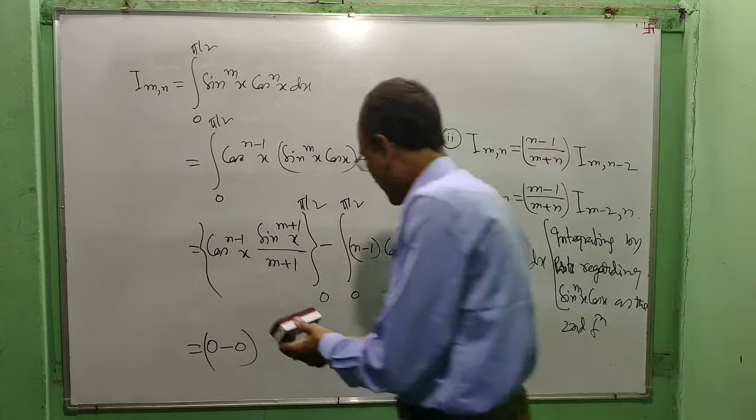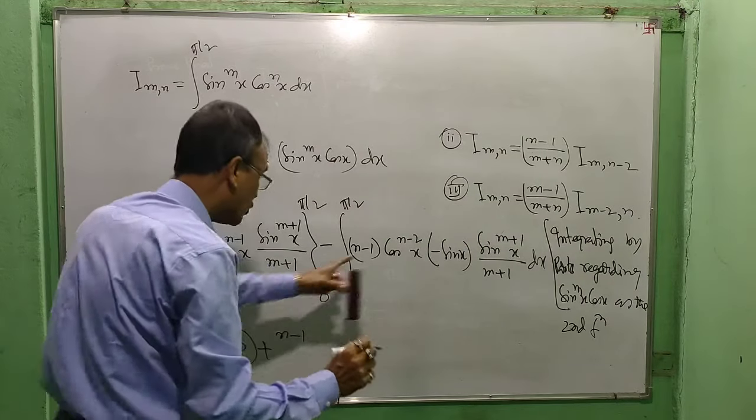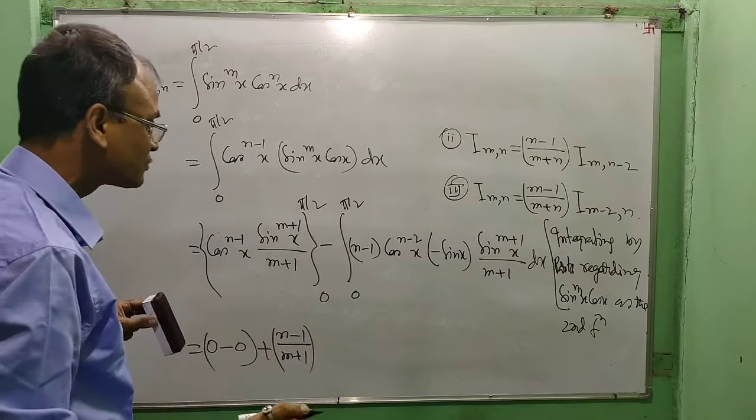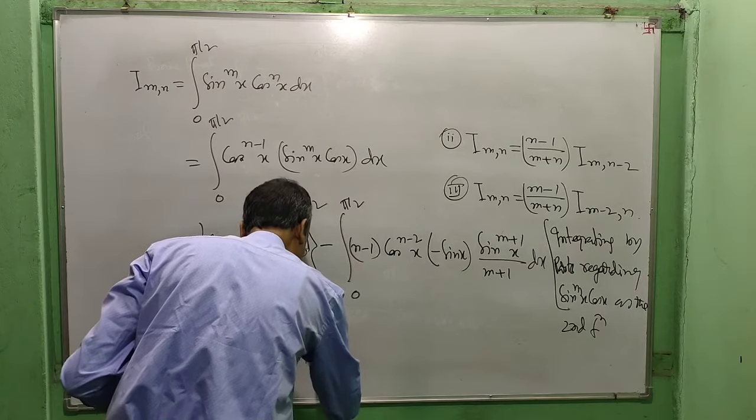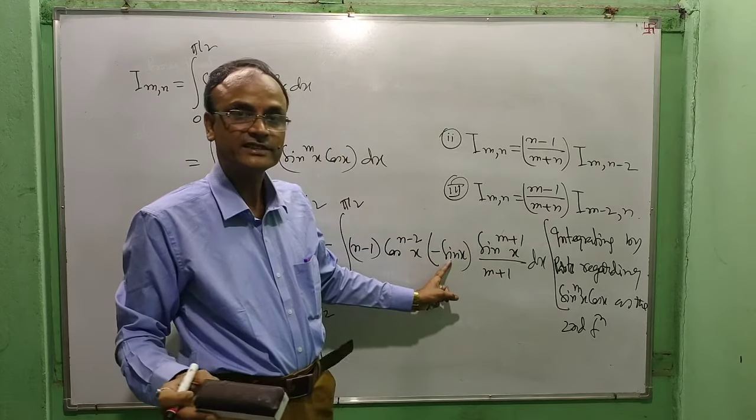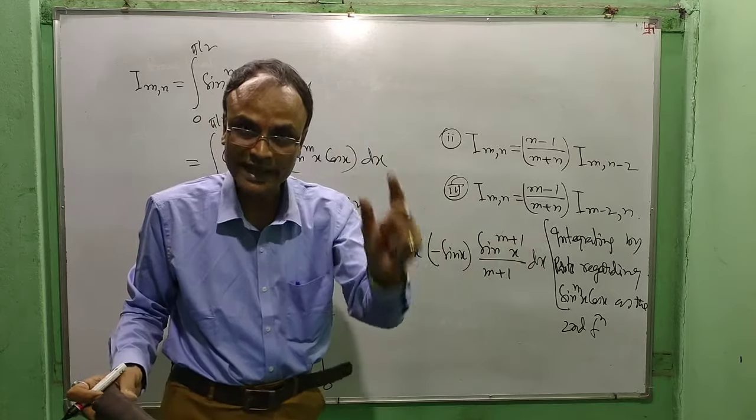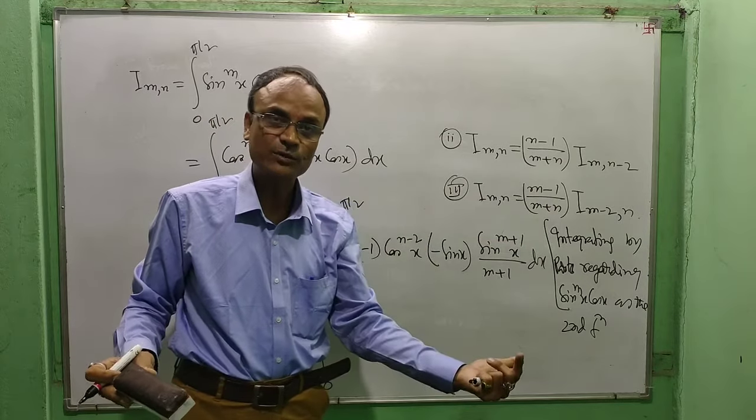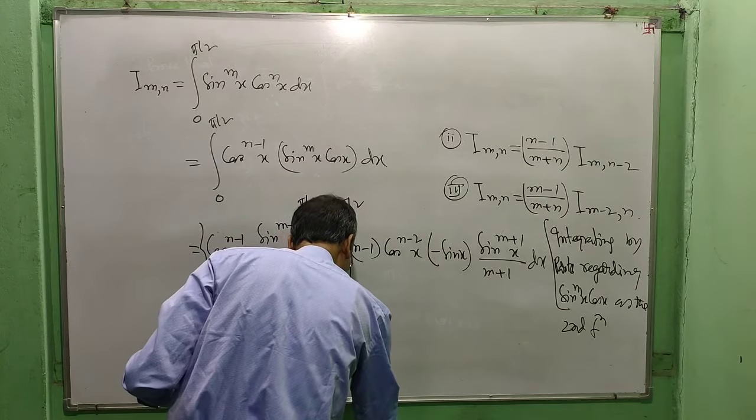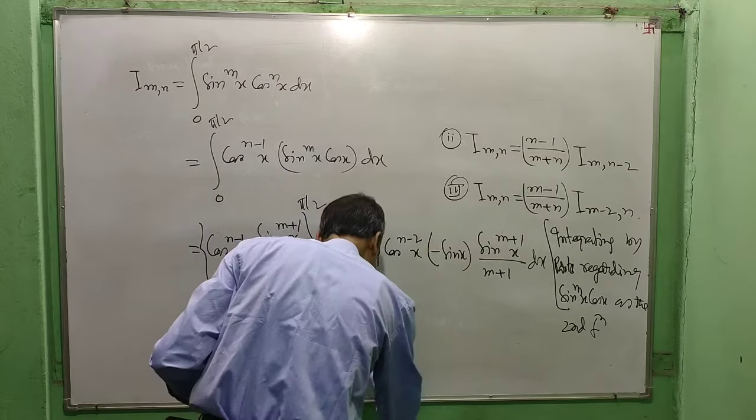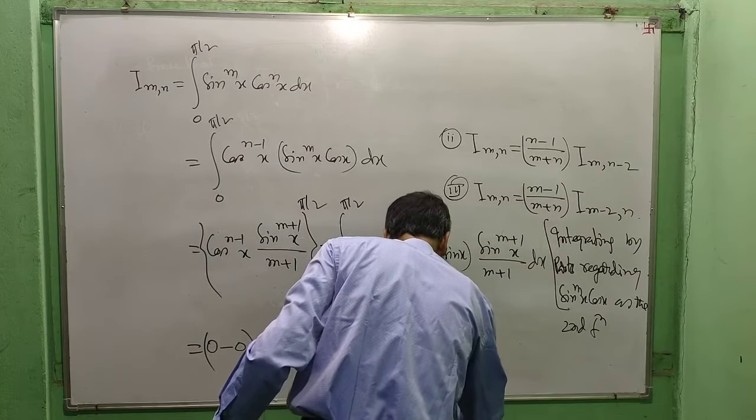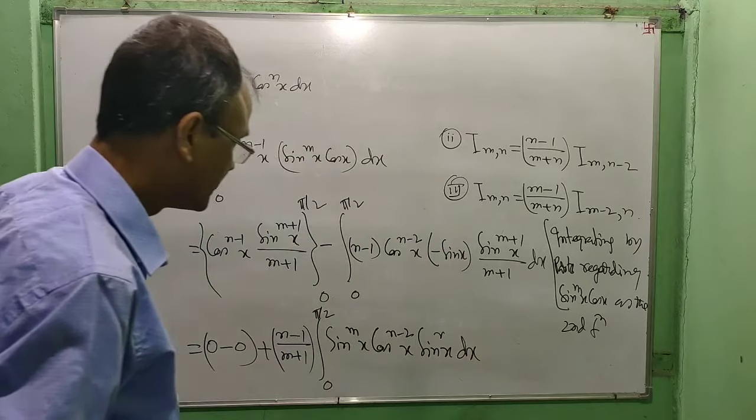Minus minus will be plus, (n-1) divided by (m+1), into the integral from 0 to pi by 2. You see, sin^(m+1) x into sin x will be equal to sin^(m+2) x, which can be written as sin^m x into sin square x. So we write sin^m x cos^(n-2) x into sin square x dx.